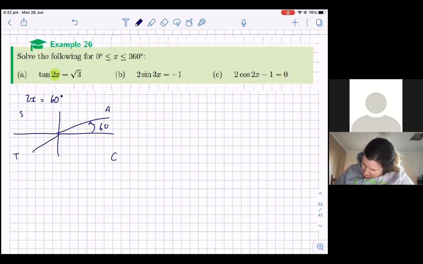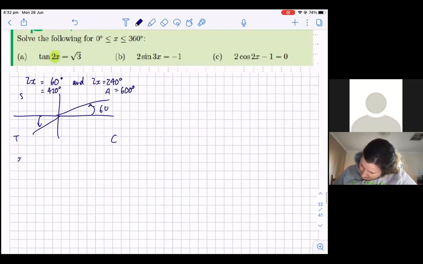We also want this angle, which is going to be 240. But we also want to go another way around the circle for both of those. So we're going to have 60 plus 360 is 420 degrees, and we're going to have 600 degrees. So the answers for us, we're going to have x equals 30, we're going to have 210, we're going to have 120, and we're going to have 300.